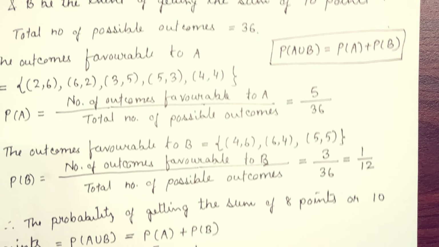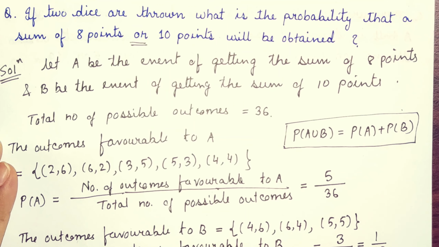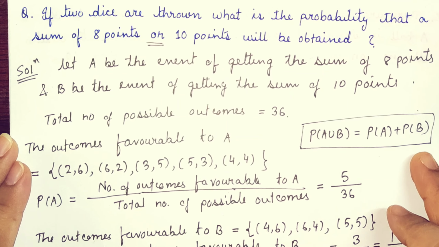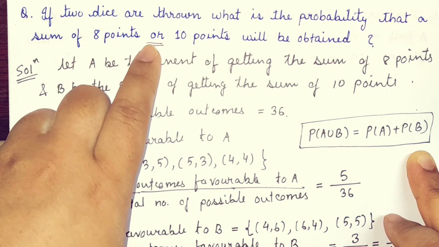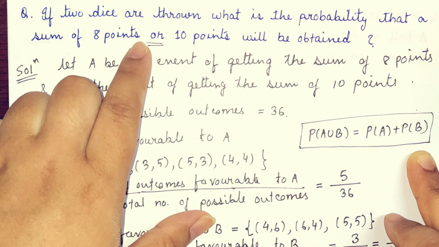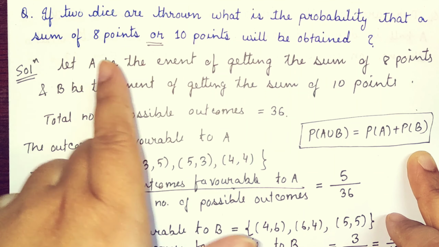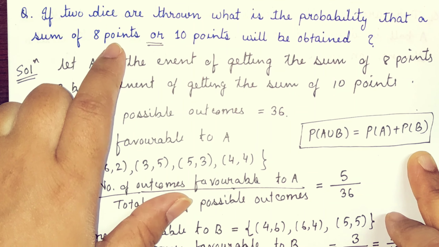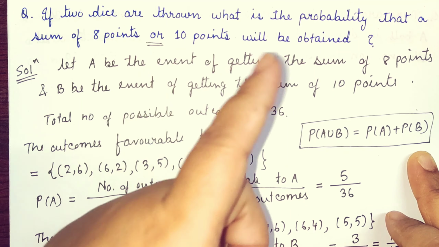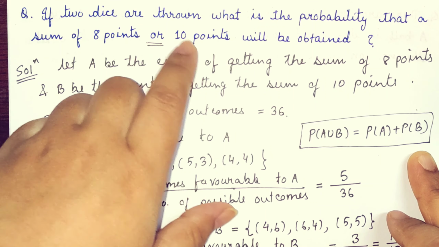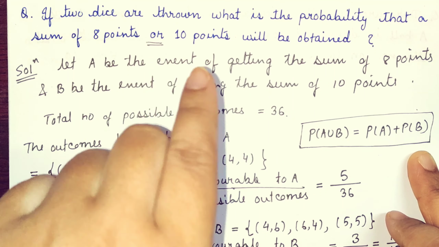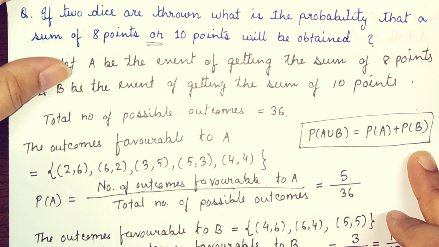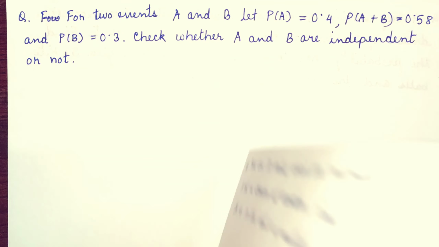So in this question, you have to always pay attention to keywords such as sum of 8 points or 10 points. And remember, this question may be altered. All the values will be the same. Suppose the question is given as: find the probability that sum of 8 points and 10 points. Then it will be a different solution. So always read all questions carefully. Now you will solve the next question.